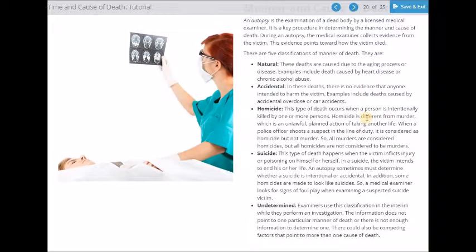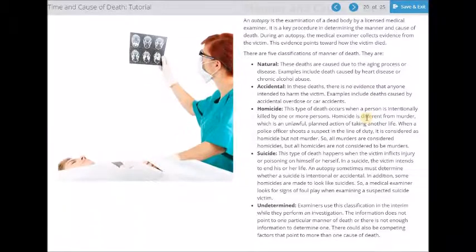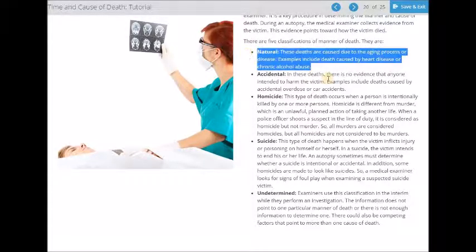So when we talk about manner and cause of death, we're looking at a couple of things. There are 5 classifications of the manner of death. Did they die naturally? Lots of people die naturally. I hope to die naturally myself. This could mean they died from a heart attack, from poisoning, from just being really old, a stroke. They could have died from chronic alcohol abuse or drug abuse, but that is considered a natural death.